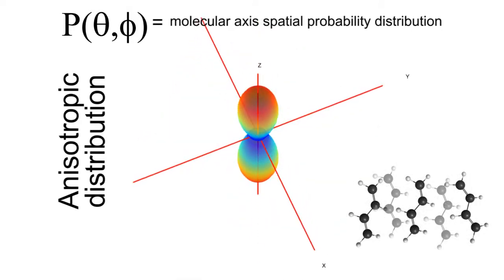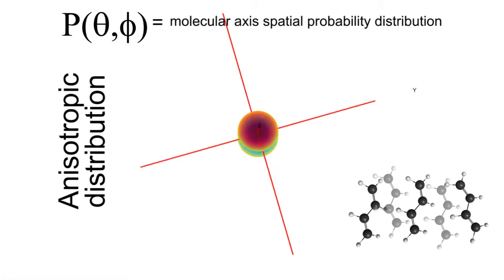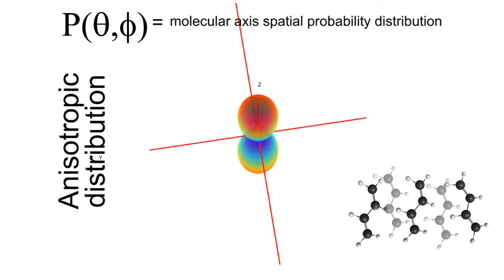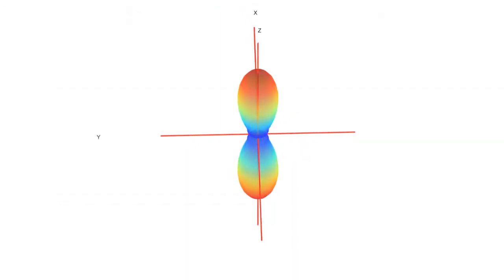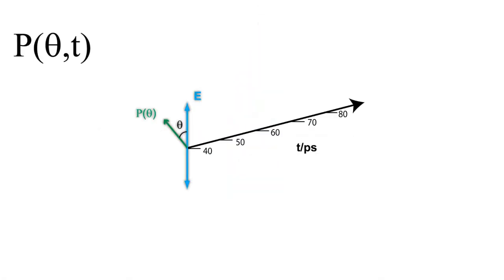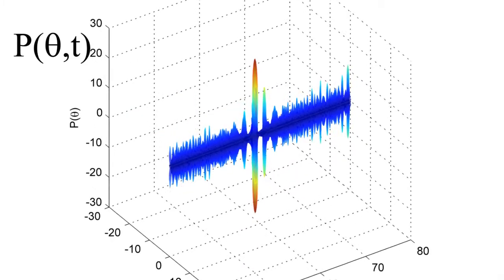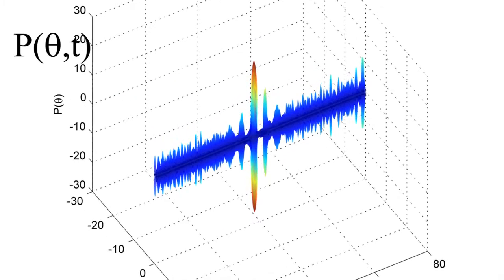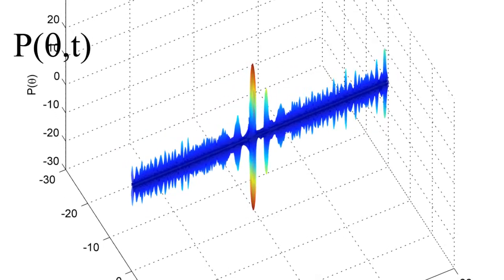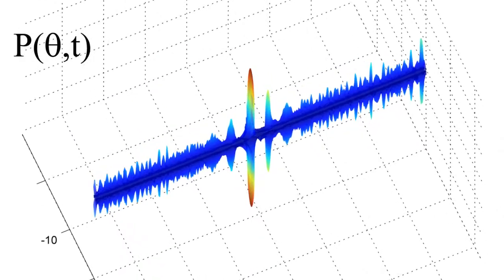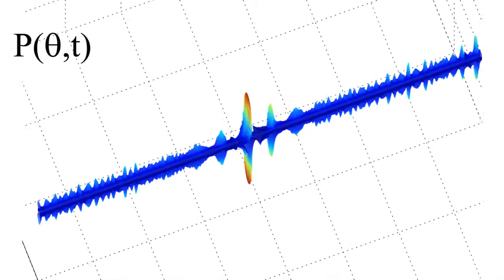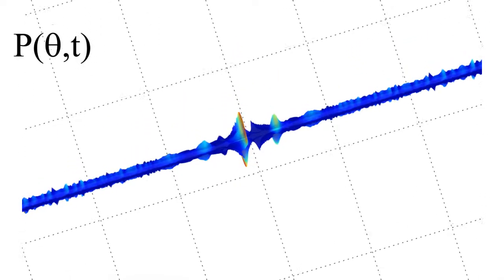One way of beating this averaging is to create alignment in the molecular ensemble via the use of an intense infrared laser field. In the impulsive case, where the laser pulse is short relative to molecular rotations, a broad rotational wave packet can be prepared in the ensemble. This creates a temporally varying spatial alignment. We can describe this alignment in terms of the spatial probability distribution of the molecular axes, as shown here.